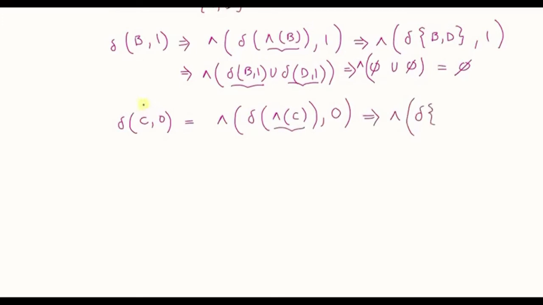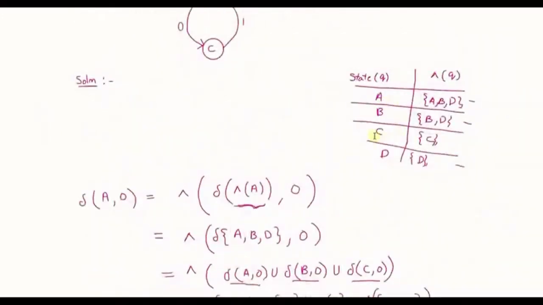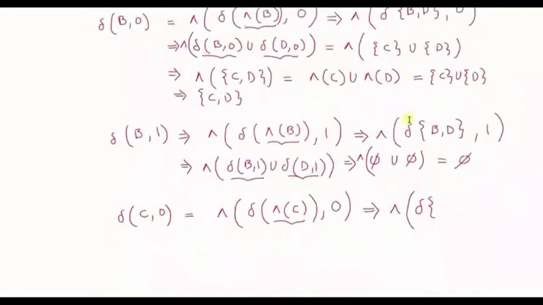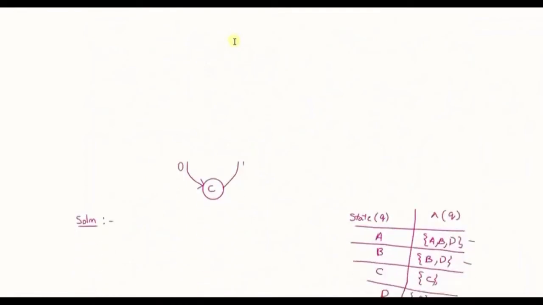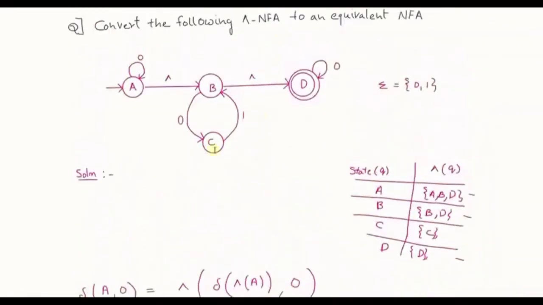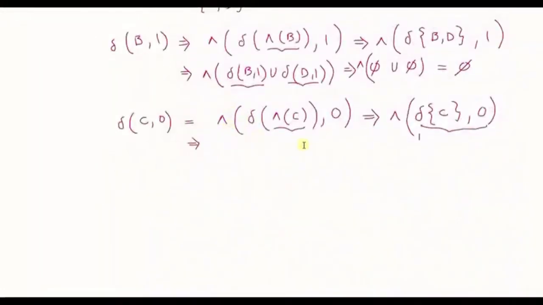So this will be epsilon closure of delta of. What is epsilon closure of C? As you can see here, epsilon closure of C is C itself. So I will have to write C only, comma 0. So this can be further written as, now tell me what is delta of C on 0? The transition of C on 0 gives you what? From the state C on reading 0, do you go anywhere? No, you don't go anywhere from state C on reading 0. As a result, the answer to this is null.